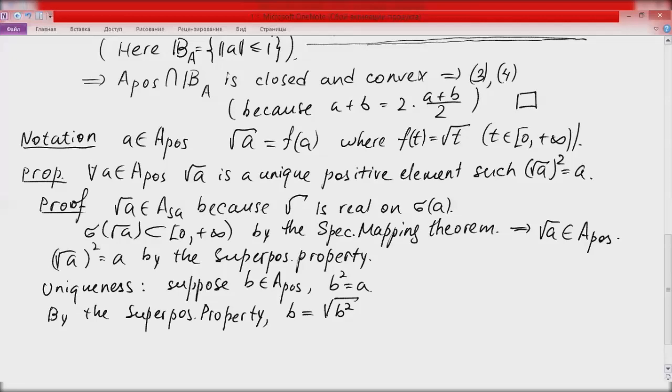Of course, here the positivity of b is essential. So on the positive half line, the composition of the square function and the square root function is the identity map. And so we have this formula. And so b squared is A, so this is the square root of A. And we see that such an element b is unique. And this completes the proof.